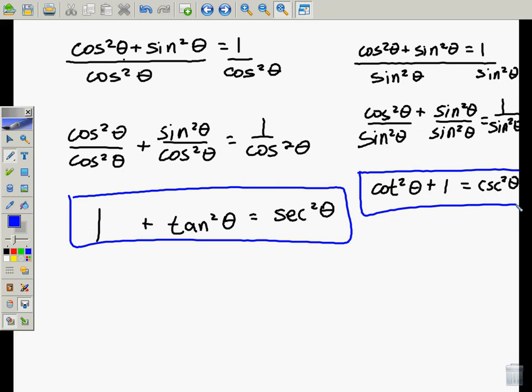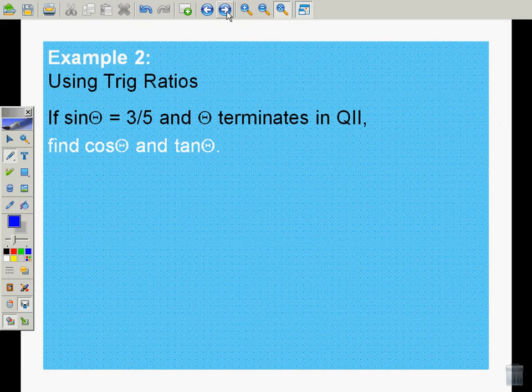Let's use a couple of examples to try to figure out how this actually works and start working with it on a more realistic basis with some numbers. Sine theta is equal to 3/5, and theta terminates in quadrant 2. Okay, so think about the implications of that. So we are going to try to find cosine theta and tangent theta. How are we going to go about this? Well, let's look. You can't stress enough when teaching this class how important it is to know these identities.